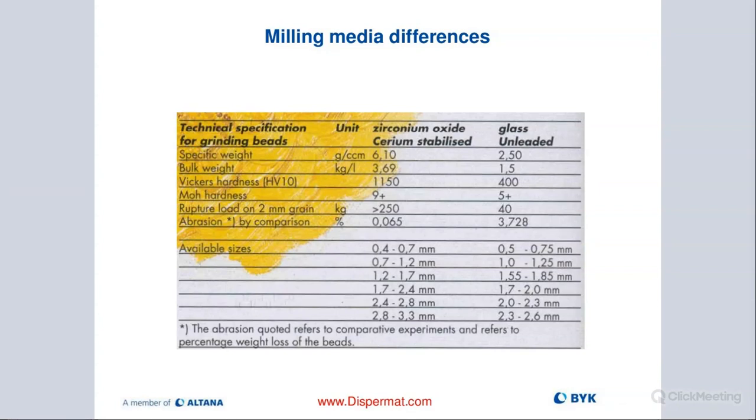You can compare that to a glass bead. The specific weight is 6.1 compared to 2.5. So it's almost 2.5 times heavier than a glass bead. And if you look at the Vickers hardness, it's almost 3 times as hard. So what happens if you use glass?